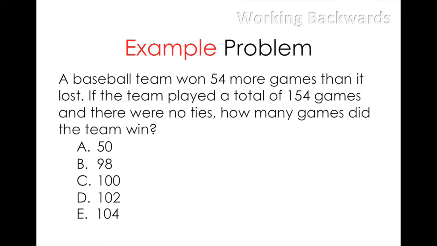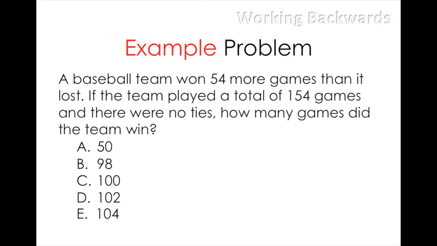A baseball team won 54 more games than it lost. If the team played a total of 154 games and there were no ties, how many games did the team win? At first glance, this problem may not appear to be a working backwards problem because you might assume there are no variables. However, variables just represent unknown numbers. There are actually two unknown values in this problem, the amount of games won and the amount of games lost. So this, in fact, is a working backwards problem.